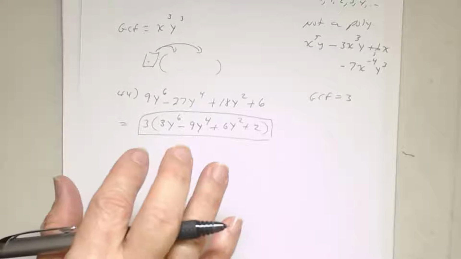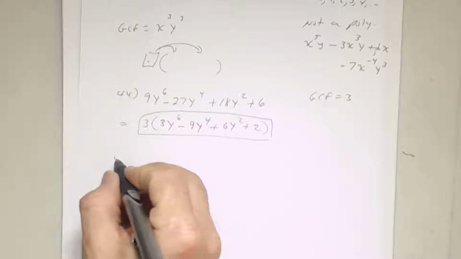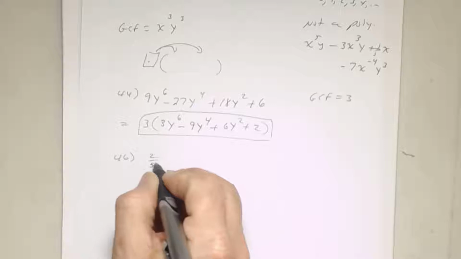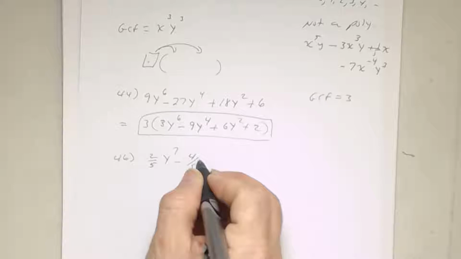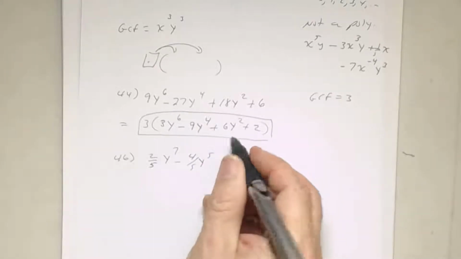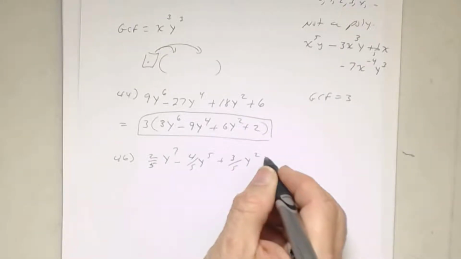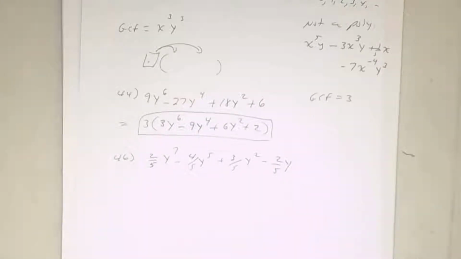All right. Let's see. 46. 2/5 y to the 7th minus 4/5 y to the 5th plus 3/5 y squared minus 2/5 y. All right. The fact that the coefficient of fractions is going to confuse some of you, but it's not that difficult. First of all, let's look at the variables.